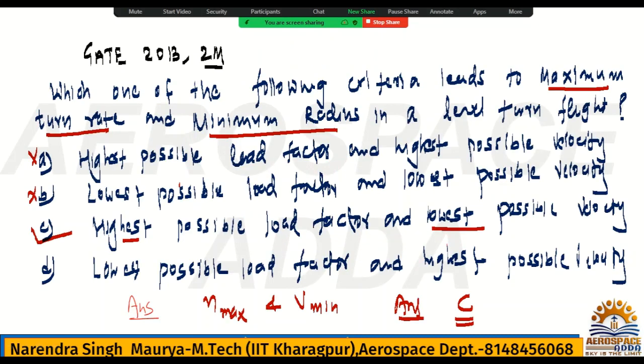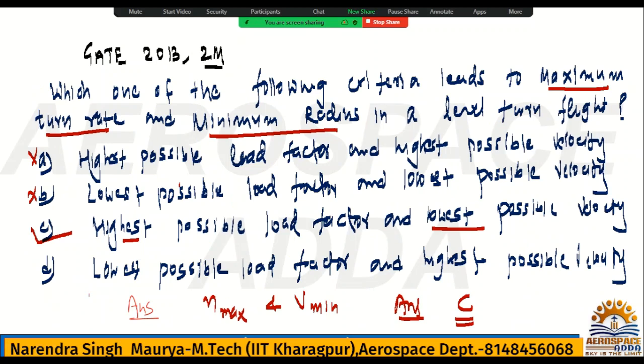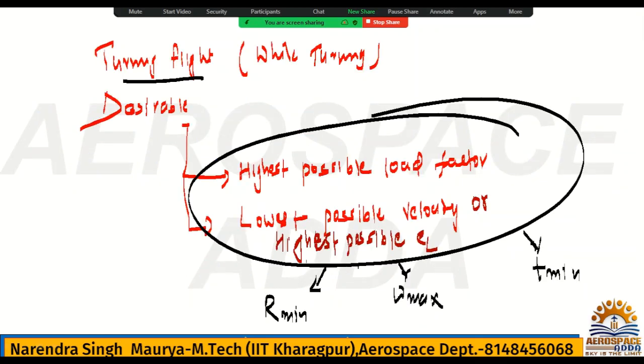Now check. For the same problem, what is the conclusion? N should be maximum, means load factor should be maximum and lift coefficient should be maximum. Highest possible CL, okay. Lowest possible load factor, no. Lowest possible CL, no. Just now you have seen highest possible CL and highest possible load factor. So your answer is what? D. Simple only.